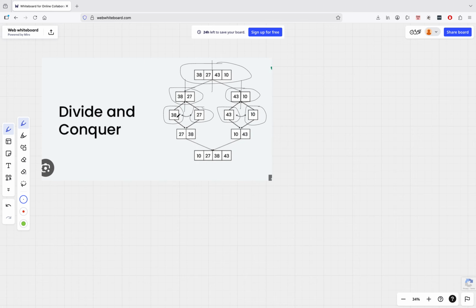And now from here, we can start going back up into the higher levels of the hierarchy, in this diagram we do it the other way, and we compare these little base problems. So 38 with 27, which is greater? Well, 38 is greater, so we put this side to the left, this side to the right: 27, 38. This side we have 43 and 10. 10 is less than 43, so 10 goes on the left, 43 goes on the right.